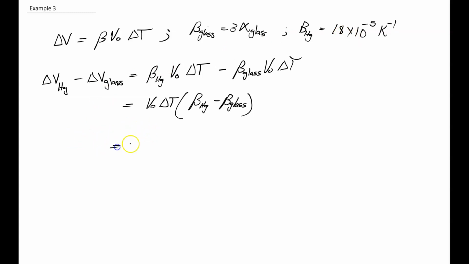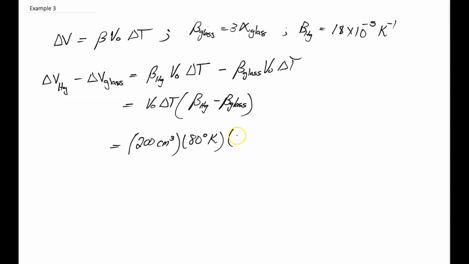So now we can say, okay, we have an original volume of 200 centimeters cubed, and since we're only looking at a change in volume, we don't have to change this to meters. We have a change in degree from 20 degrees to 100 degrees, which is 80 degrees. Kelvin we can put because it's the same.